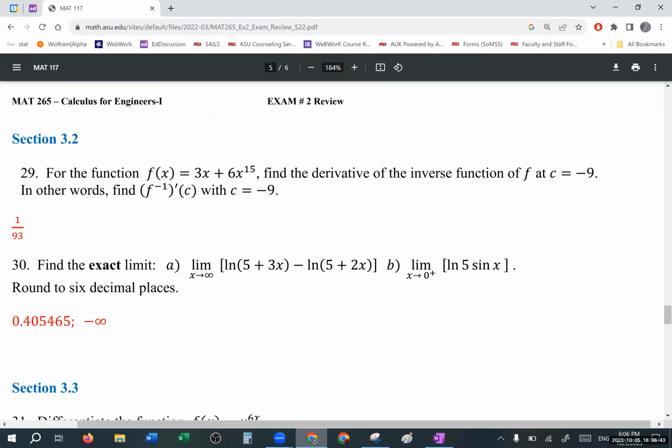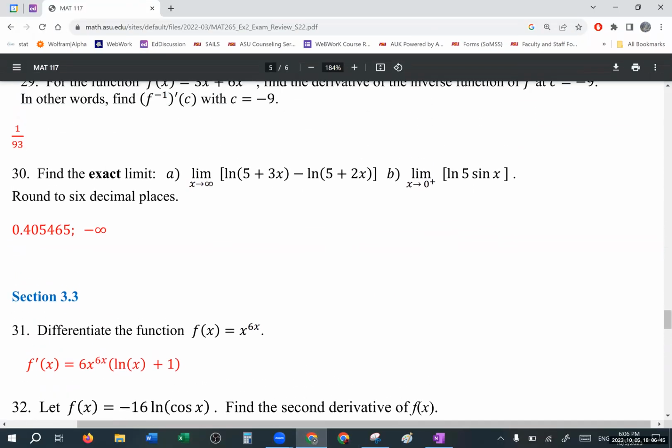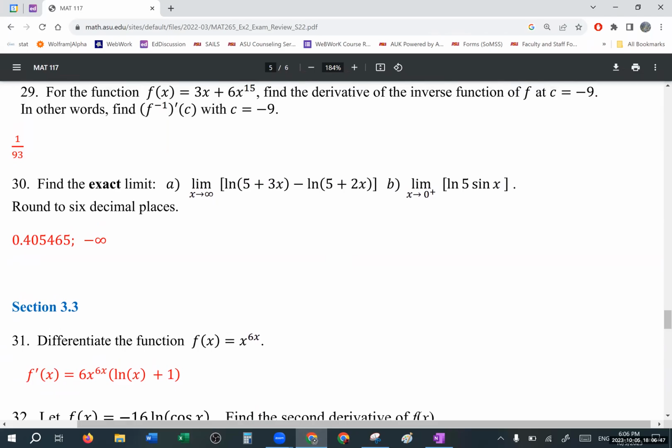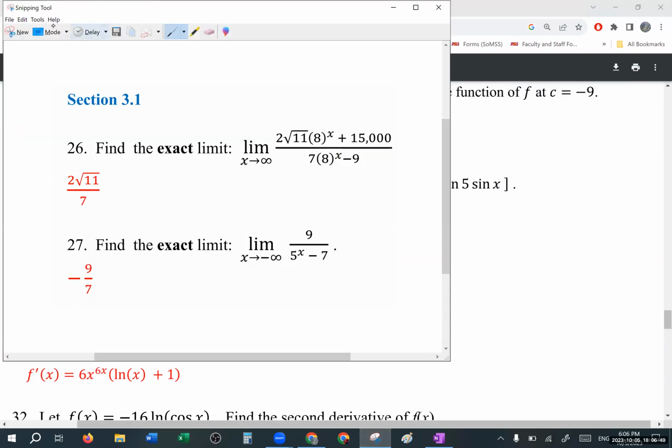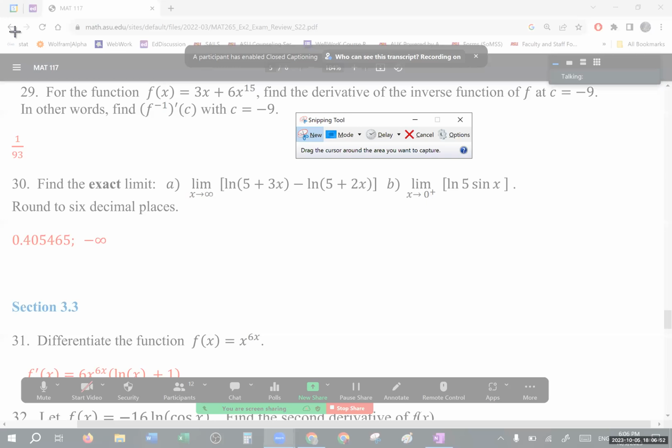Next. Limits. This one actually is a cute problem. I'm quickly going to show you that. And it's in my list anyways. Let me show you this one.